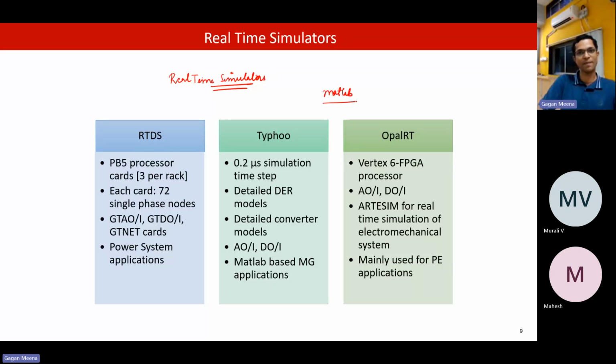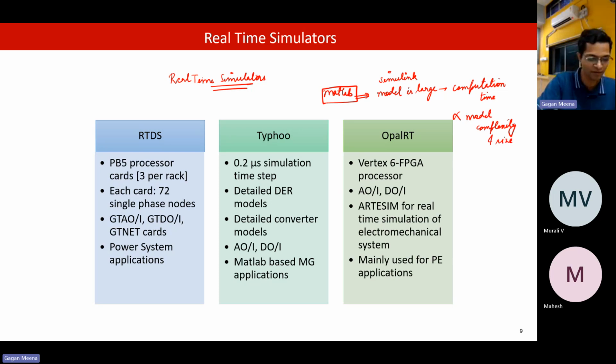If we use MATLAB, if the model is very large in Simulink, you would have seen that the computation time is proportional to the model complexity and size. If the model is more complex and large, then it will take more time to simulate the same model.